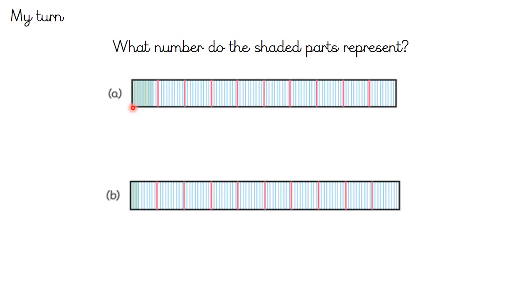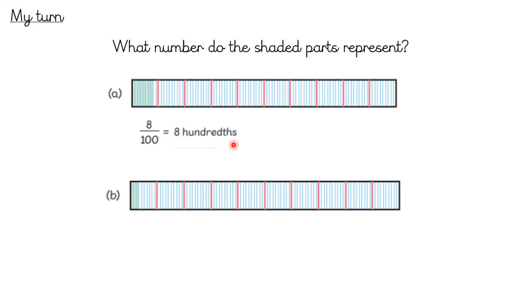So we're going to count: we have 1, 2, 3, 4, 5, 6, 7, 8. We know that the small lines, the blue lines, are showing hundredths. So we know that we have 8 hundredths shaded. And we know that 8 hundredths as a fraction is 8 over 100. And it is sometimes written as 8 hundredths.